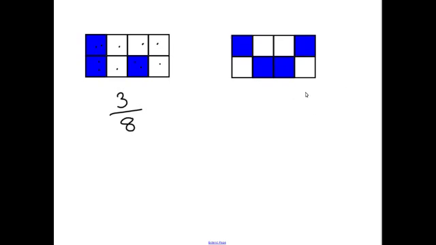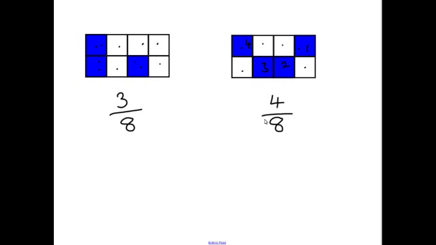Let's do the same for the other rectangle. Again, we have 1, 2, 3, 4, 5, 6, 7, 8. This rectangle as well has been split into 8 parts, and 1, 2, 3, and 4 of the parts are blue. So 4/8 of them are blue.